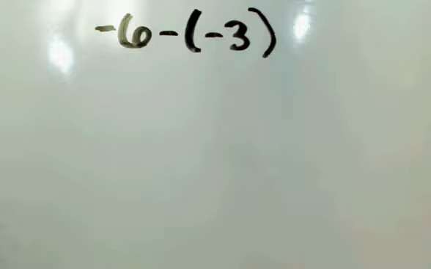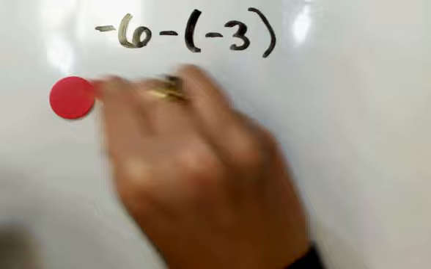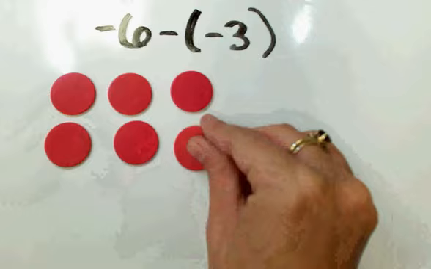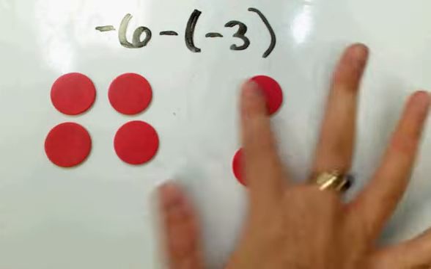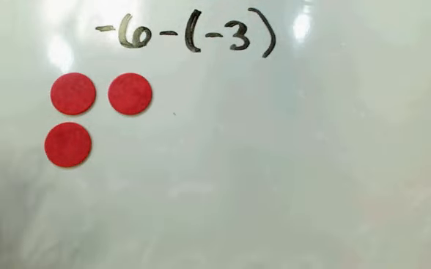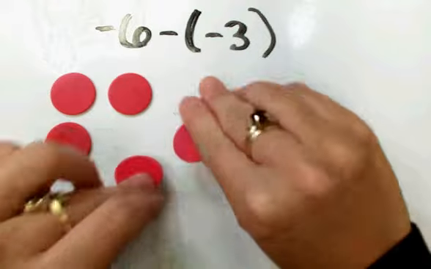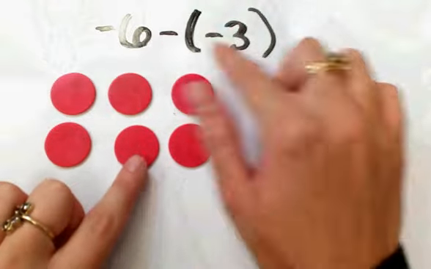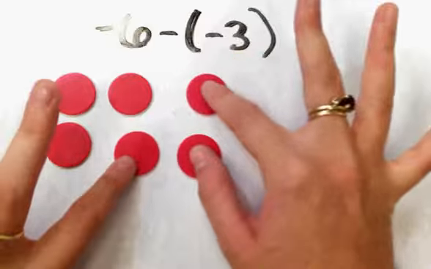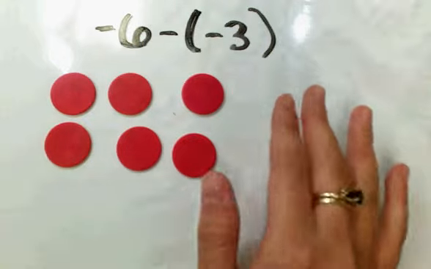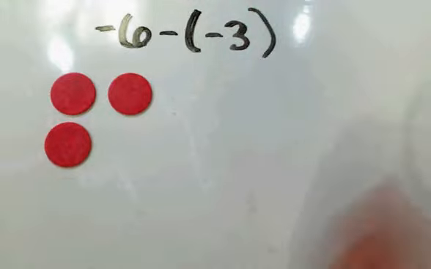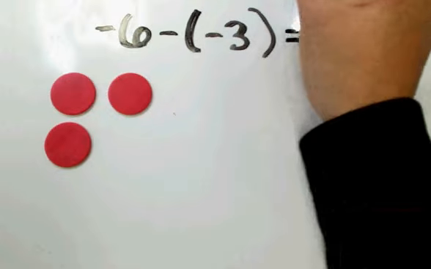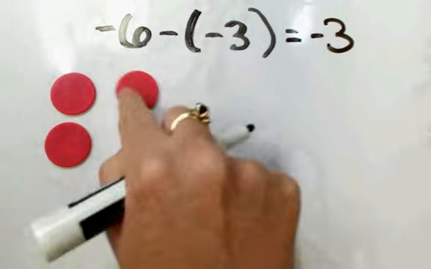Okay, what would negative 6 minus negative 3 be? So I'm starting with negative 6, and I'm taking away 3 negative counters. 1, 2, 3. I'm taking 3 negative counters away. Notice I didn't have to add any zero pairs because I was taking away negative chips and I already had negative chips here to take away. So that's why I don't have to add any zero pairs. I can just take my negative 3 away and I'm left with 3 negatives on the board.